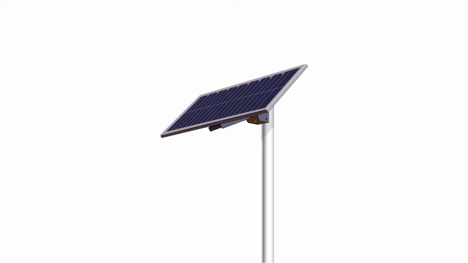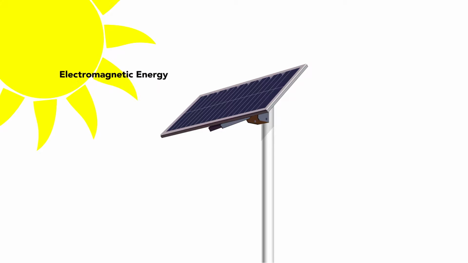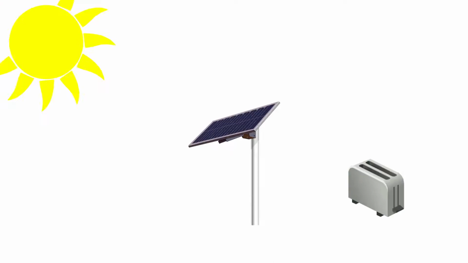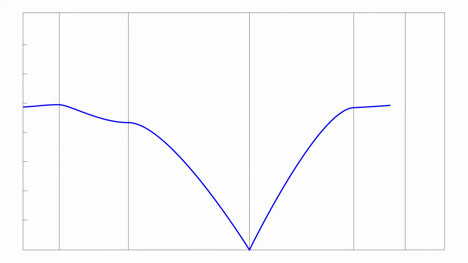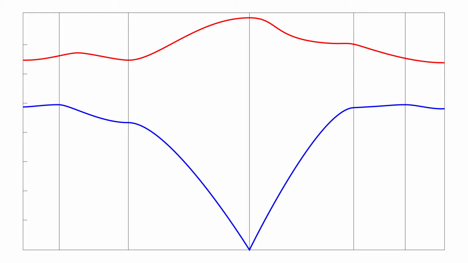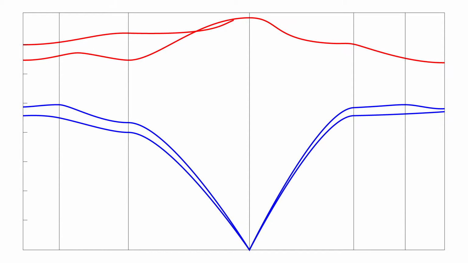Solar panels are made of a semiconducting material that will take electromagnetic energy and transform it into electric potential energy. If you've got an isolated atom, you may know from your chemistry class that you have discrete energy states, right? The electrons have energies that are separated from one another. When the atoms are isolated, these are very well separated, and there's one state here and one state there.